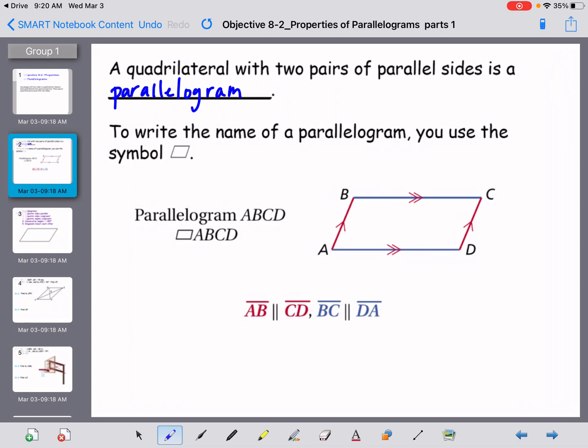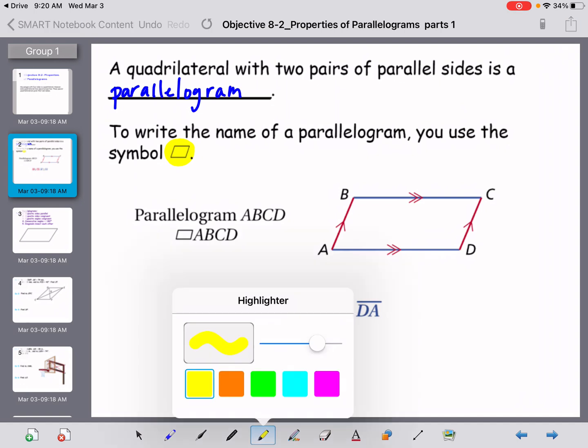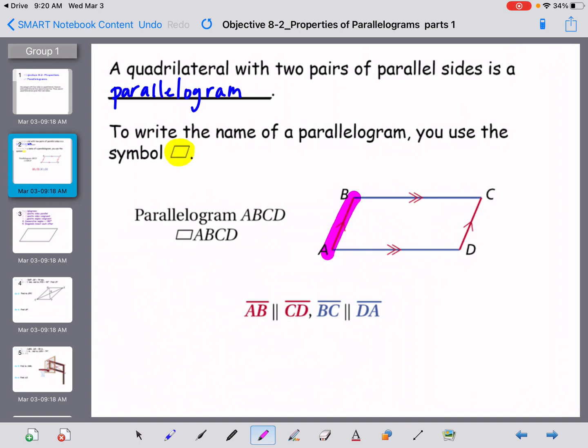If we wanted to write the name of a parallelogram, you use the symbol. This symbol looks like a little parallelogram, and then you use the 4 corners or the 4 vertices of the parallelogram. And you want to make sure that it's the opposite sides. So the opposite sides here are AB and CD. Those sides would be parallel. And then the sides BC and DA would be parallel.